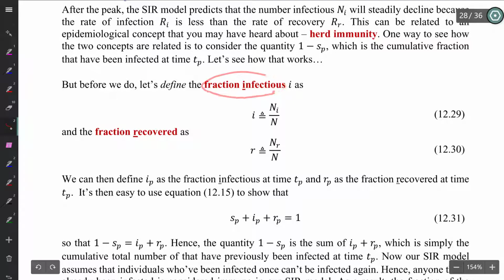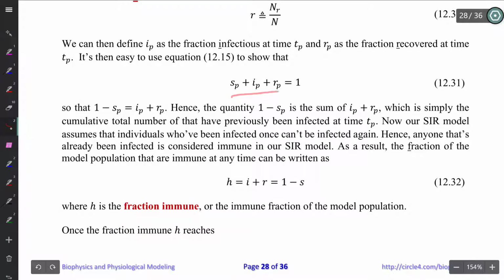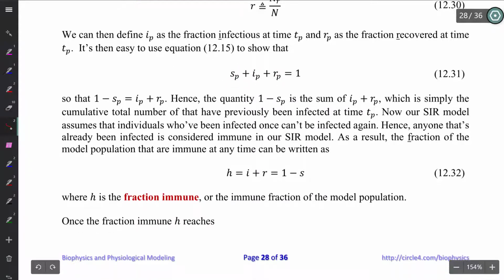So the fraction infectious is just lowercase i. It's just the number infectious divided by the population size. The fraction recovered is lowercase r, and it's the number recovered divided by the population size. And we can do our bookkeeping equation about the three things, and now they add up to 1 because the three fractions, the three possible boxes that you can be in, if you add them up, they have to add up to 1, and that includes at the peak, right? So that's why these three things have p subscripts.